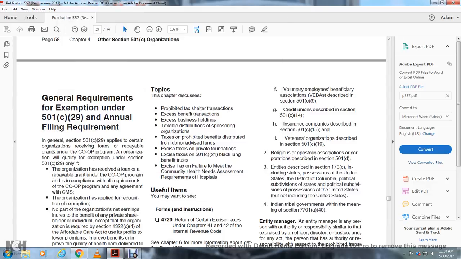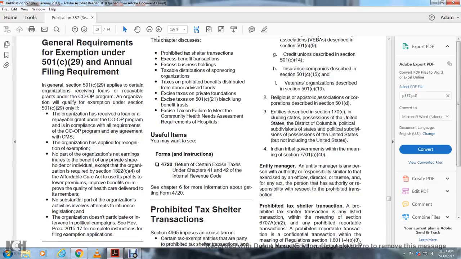Alright, Voluntary Employees' Beneficiary Associations, or VEBAs, described in Section 501(c)(9). Credit unions described in Section 501(c)(14). Insurance companies described in Section 501(c)(15). Veterans organizations described in Section 501(c)(19). Religious and apostolic associations or corporations described in Section 501(d). Entities described in Section 170(c), including states and possessions, the United States, the District of Columbia, political subdivisions of states, and political subdivisions of possessions of the United States, but not including the United States itself. Indian tribal governments within the meaning of Section 7701(a)(40).